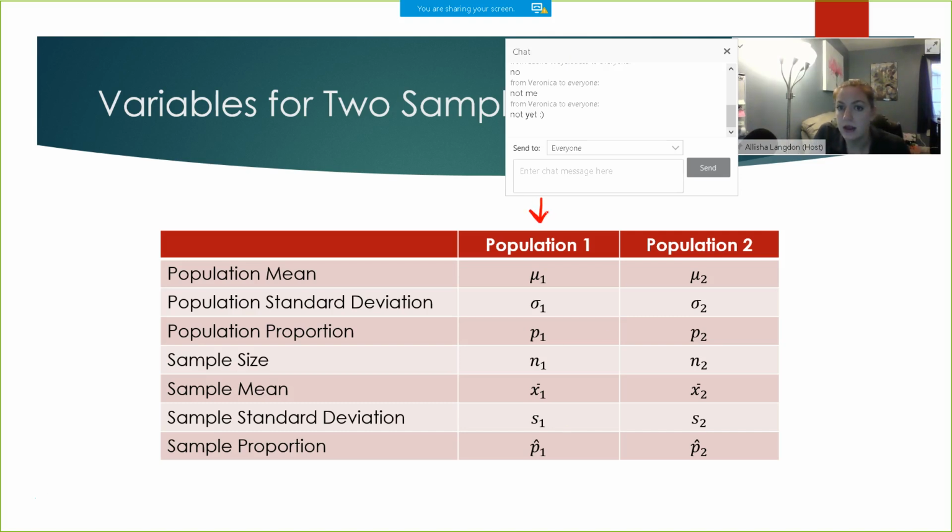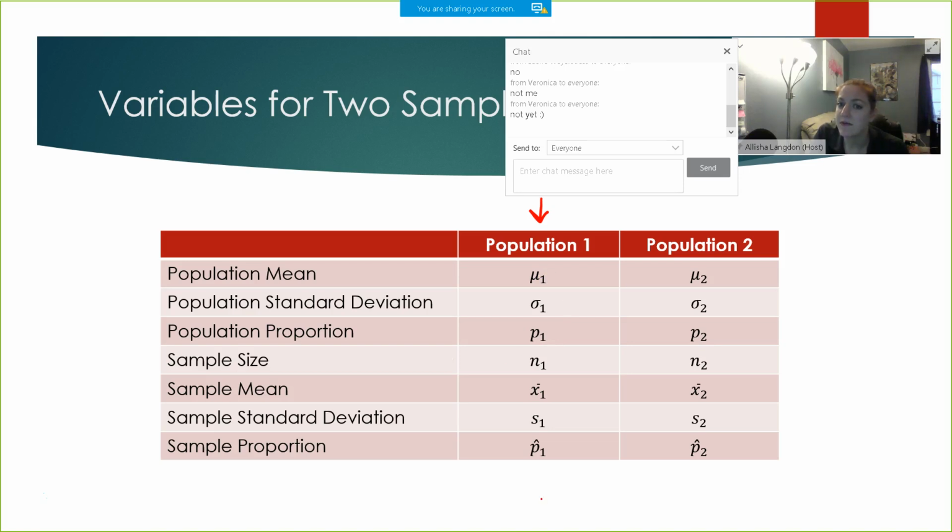population 1, we have our population mean mu, our population standard deviation sigma, population proportion p, our sample size n, our sample mean x bar, our sample standard deviation s, and our sample proportion p hat, a little hat on it. We haven't talked that much about our proportions p and p hat, but all the rest should be very, very familiar to you at this point.